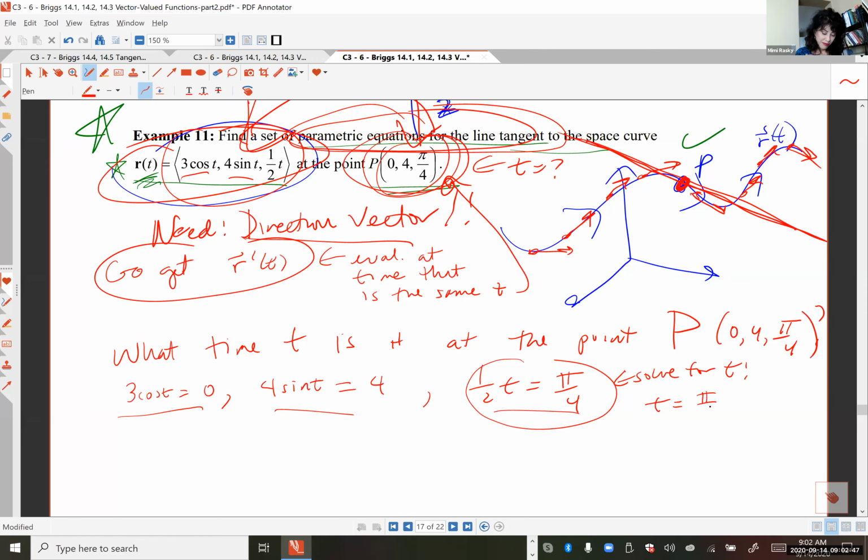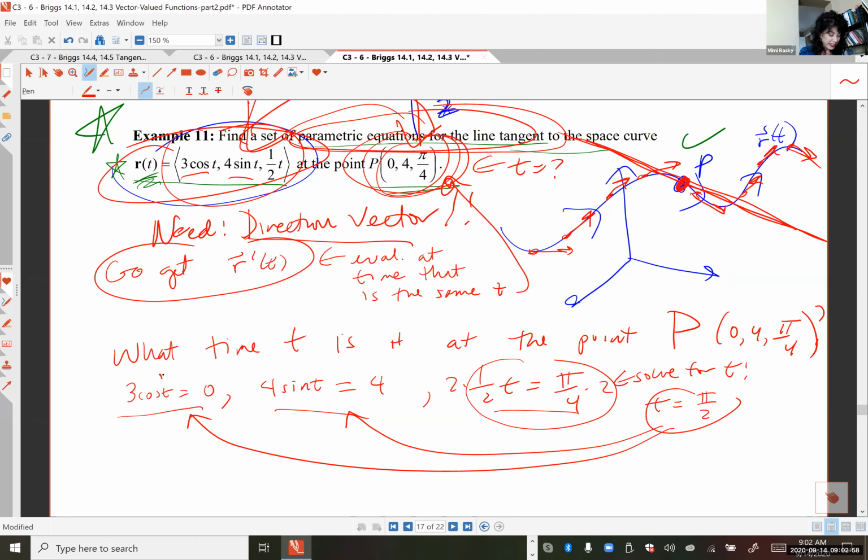Pi over 2. Yeah, if I multiply both sides by 2 here, I'll get pi halves. Now double check it: if you plug t equals pi halves into the other two equations, does it make those equations true? Yes, it does. So this is the correct time at this point. Time t is equal to pi halves seconds.